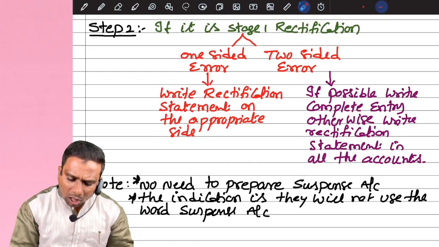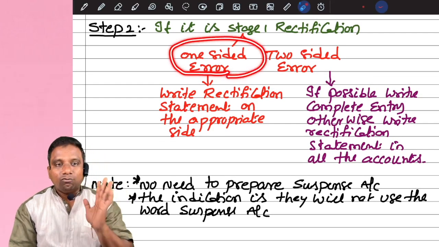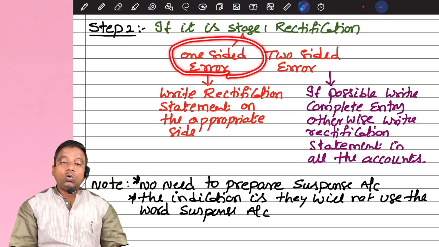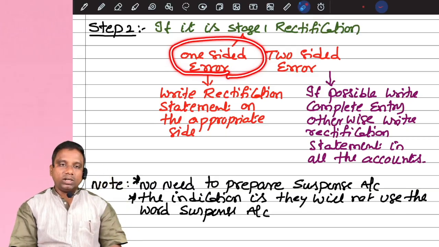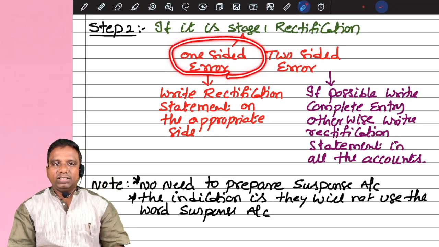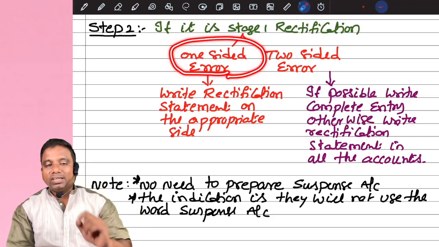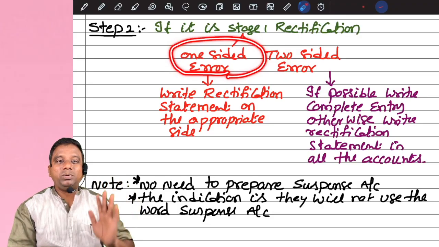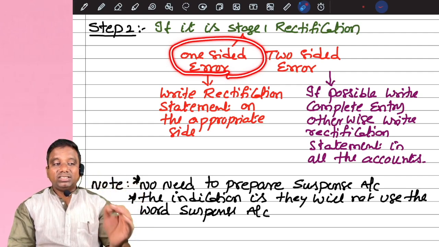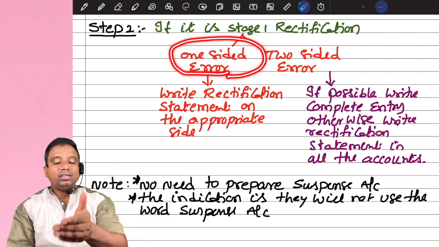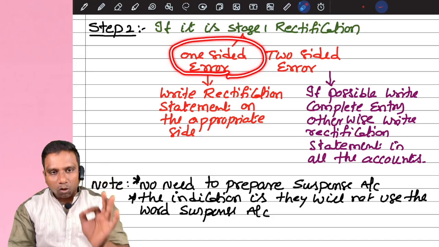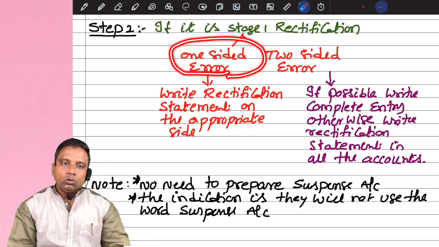Okay, so how does the one-sided error get rectified? Normally, this stage 1 rectification is possible only in a manual accounting system. Under a computerized accounting system, stage 1 rectification is not possible. Why? Because in the computerized accounting system, the trial balance gets prepared automatically. After recording each transaction, it is posted into ledger accounts, and at the back end the trial balance is also prepared. So stage 1 rectification is possible only when you maintain a manual accounting system.